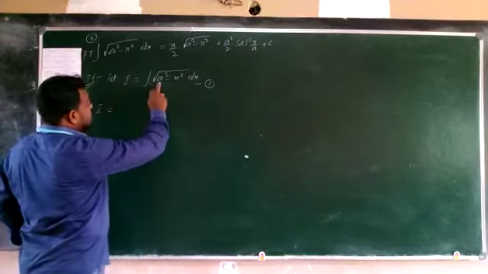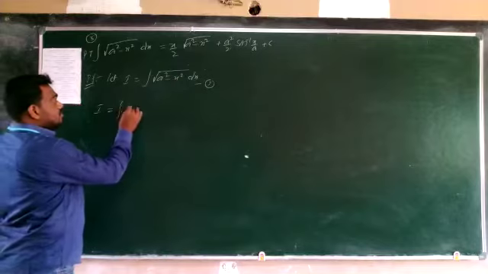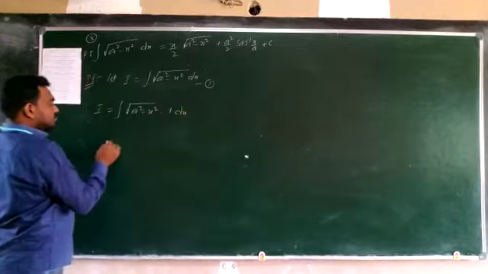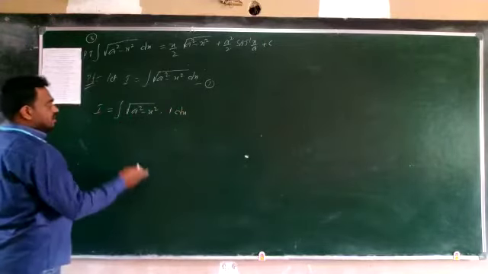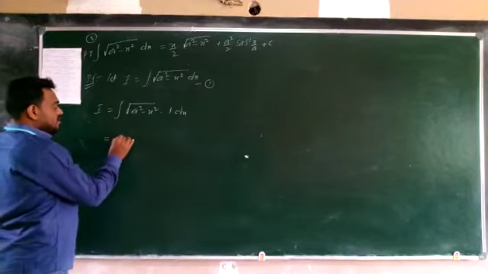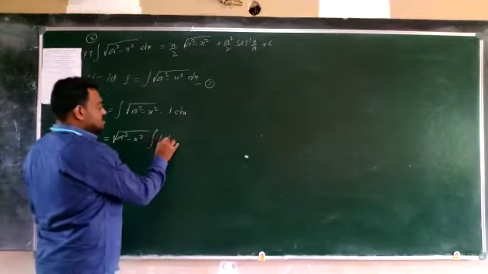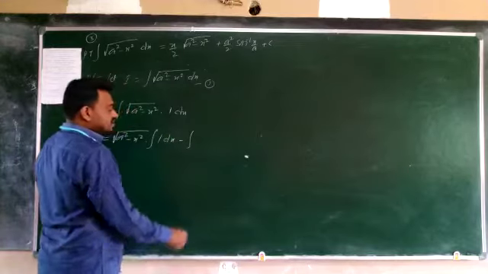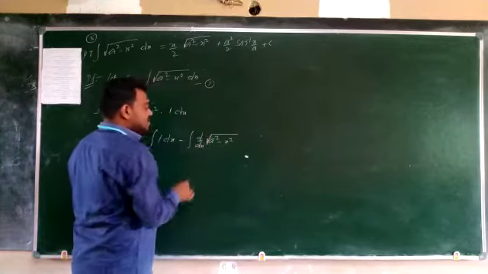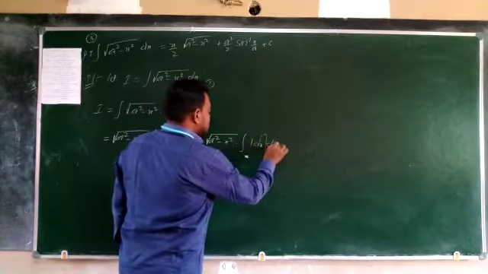So let I is equals to integration of square root of a square minus x square into dx. So this is equals to square root of a square minus x square into 1 dx, I am writing. This is f, this is g. Then you substitute in the integration of f of x into g of x formula. So what is the formula? f of x, square root of a square minus x square, into integration of g of x, integration of 1 dx, minus integration of d by dx of f of x, d by dx of square root of a square minus x square into integration of g of x, integration of 1 dx, whole dx, right?